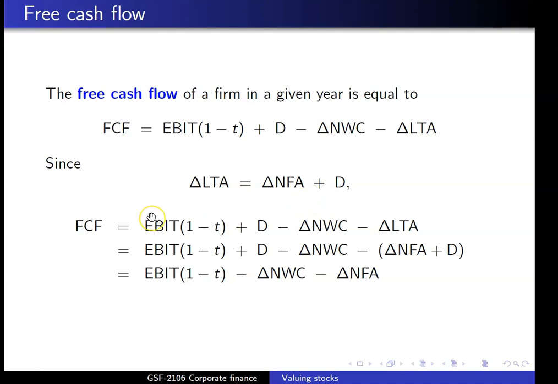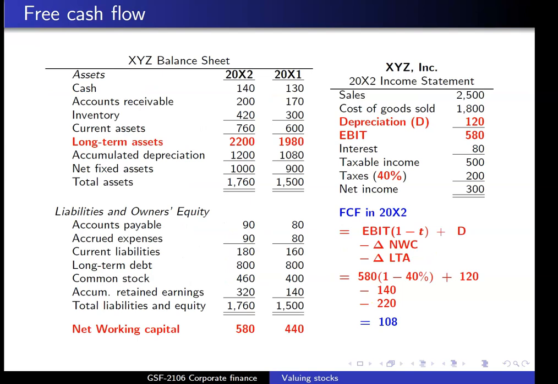Now, since the change in long-term assets is equal to the change in net fixed assets plus depreciation, we can rewrite free cash flow as equal to earnings before interest and taxes times 1 minus the tax rate, minus additions to net working capital, minus addition to net fixed assets. Addition to net fixed assets in the textbook we are using here is referred to as net investment. So EBIT times 1 minus the tax rate, minus additions to net working capital, minus net investment. Good.